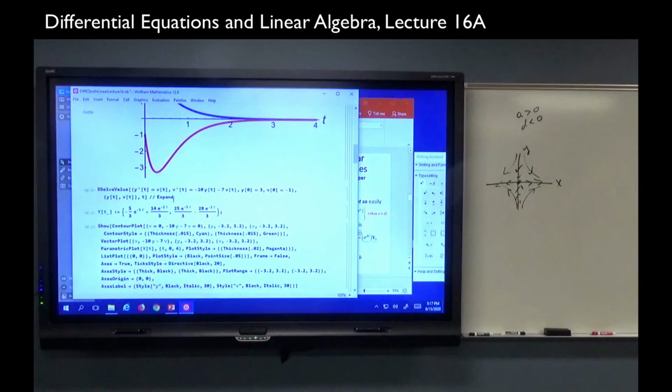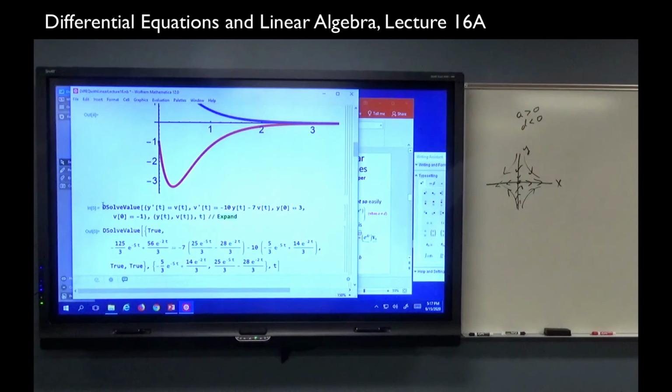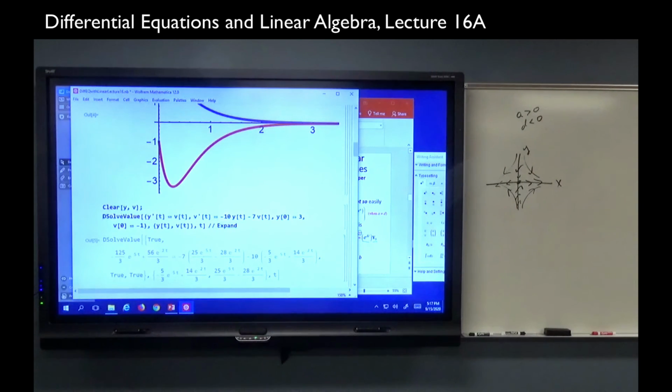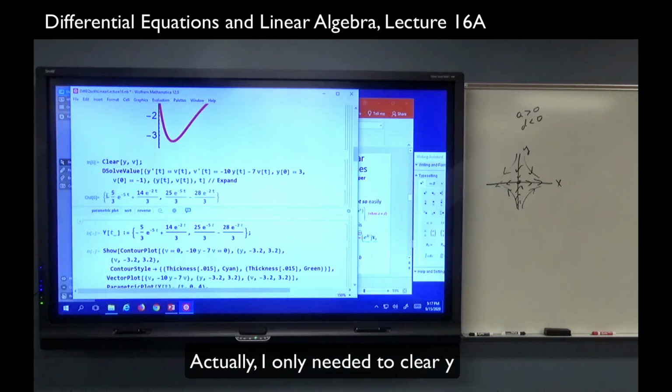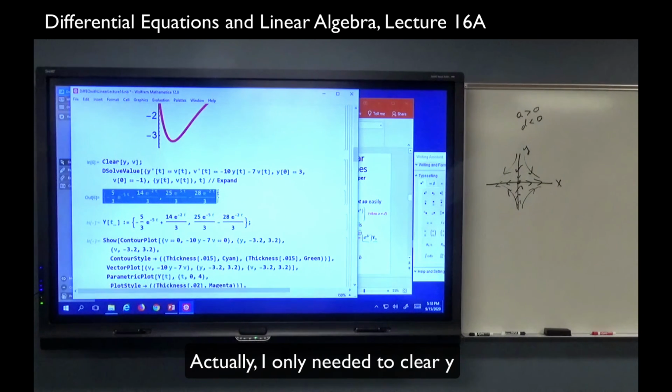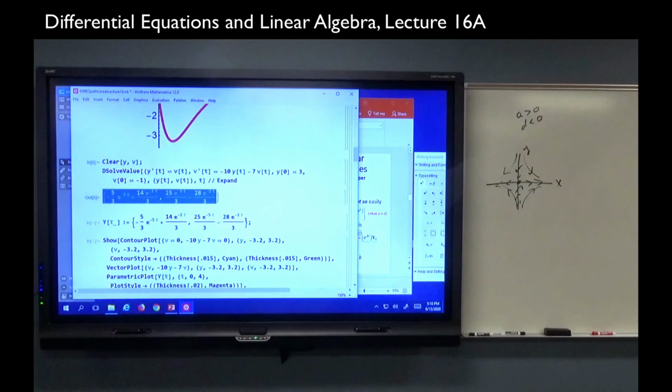Then I can also solve it as a system if I like. This is the system, y prime equals v, v prime equals negative 10y minus 7v with the vector initial conditions. I'm solving for both y and v as functions of t. And okay, I need to do some clearing there. Clear y and v. There we go. It stored the values that I entered before for y and v, so I needed to clear them. Yeah, this is the solution as a vector valued function. By hand, we'd write this as a column vector. And I could call that capital Y of t.